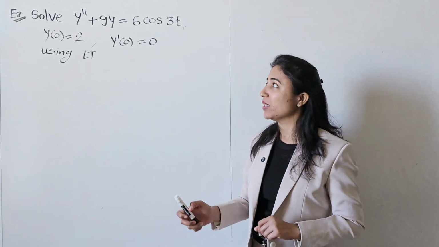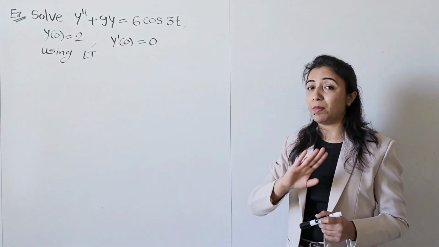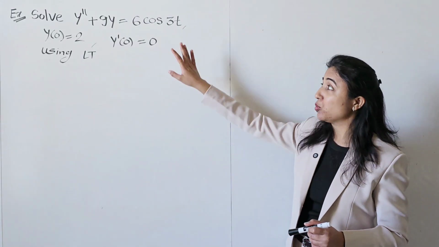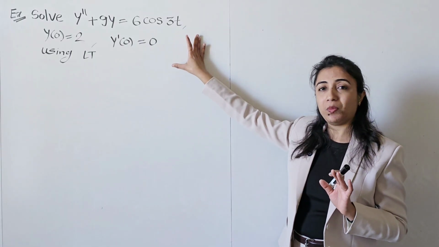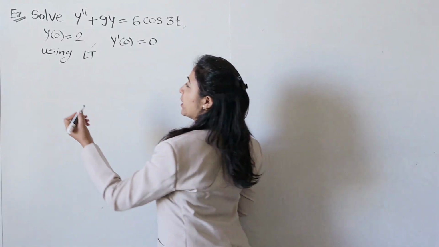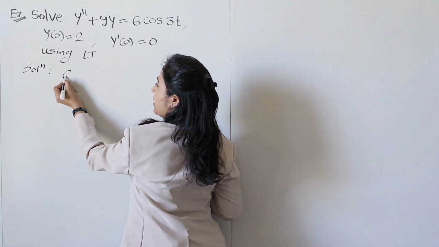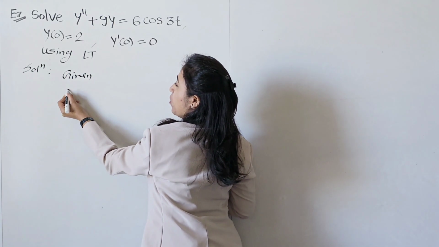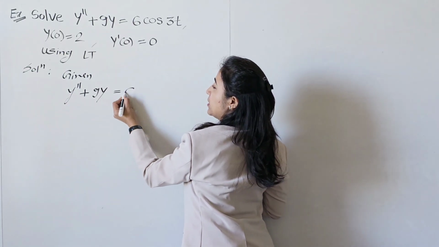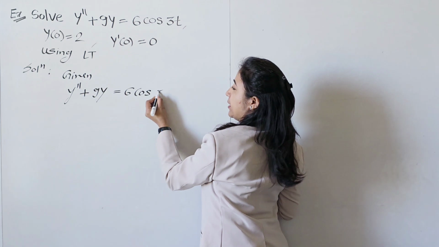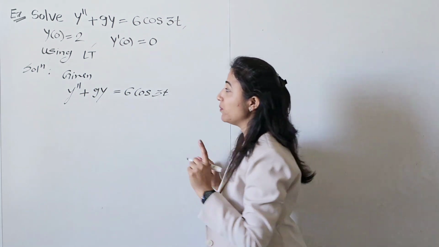So let's see how to solve this example. Here is a differential equation. In the first step, apply the Laplace transformation. Through this video, I will explain stepwise how simply you can solve this type of question. When we are given the differential equation, write it down. Here the given differential equation is y double dash plus 9y equal to 6 cos 3t. In the next step, apply Laplace transformation. That will be our first step.